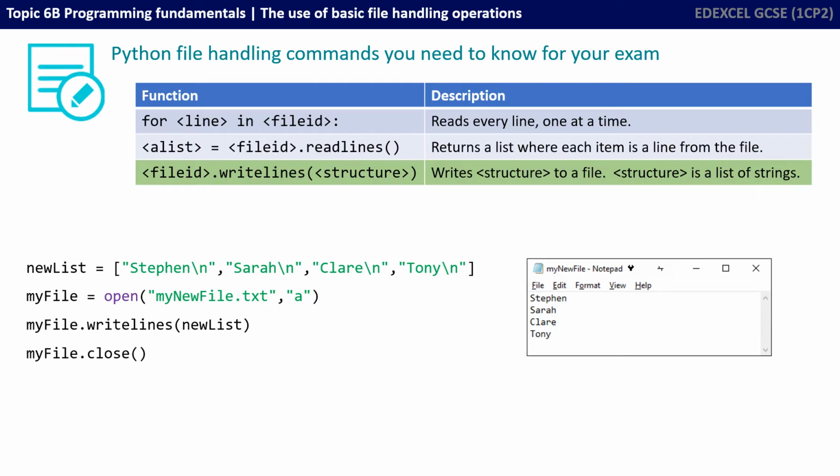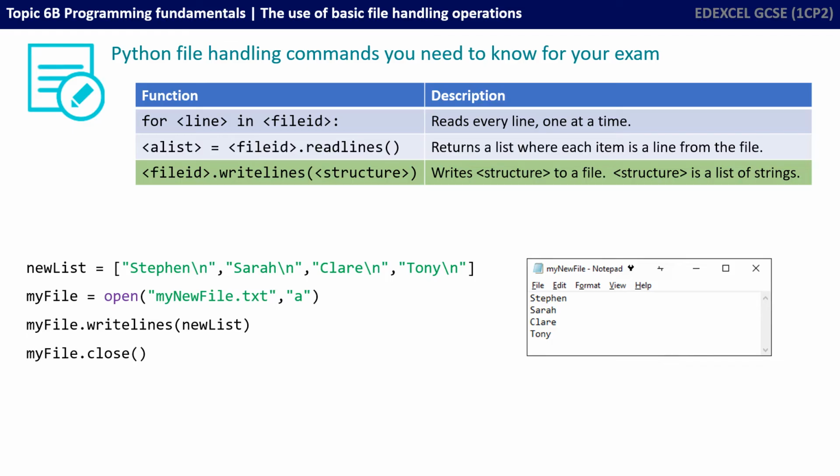In a similar way, we can use writelines, so that's with an S on the end, and we can write a structure, such as a list, to a file. So I've started off here by creating a list called new list, and that has 4 items in it: Stephen, Sarah, Claire and Tony. And notice how within the strings I've had to add \n, because when I write the contents of this list to my text file, I want it to enter the hidden character of a carriage return, in other words pressing enter.